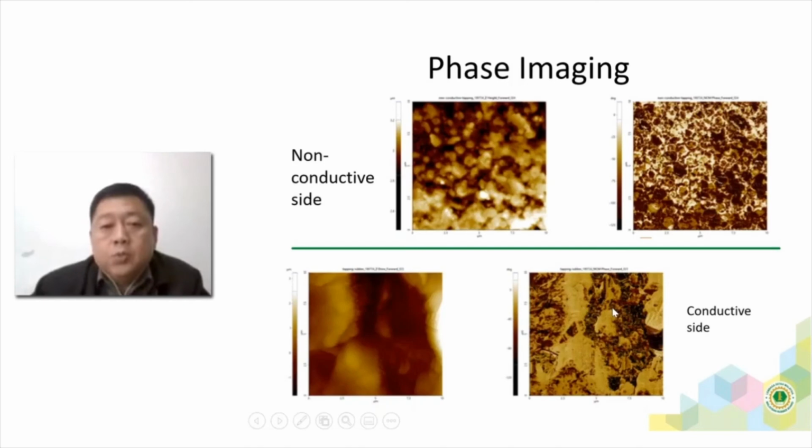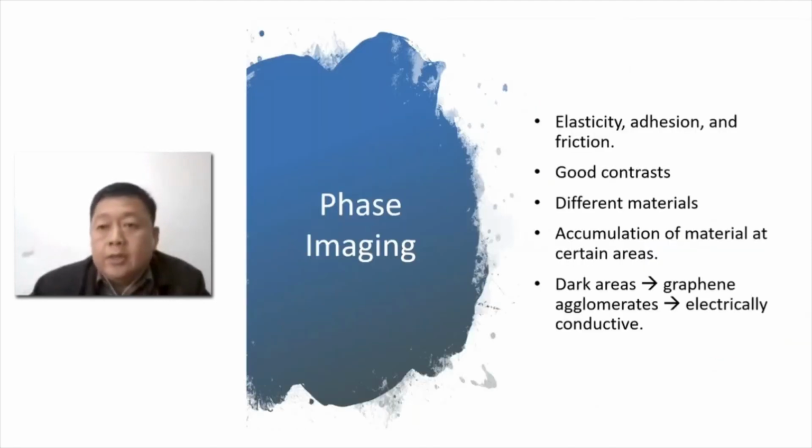So we can confidently say that there are a lot of different non-rubber materials in this particular area, and the conductivity shows that this material must be graphene. Actually, graphene is very high in electrical conductivity. Okay, so what can phase imaging tell you? The phase imaging can tell you elasticity. Different materials have different elasticity, adhesion as well, and also friction.